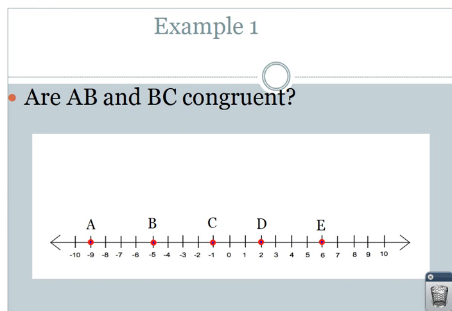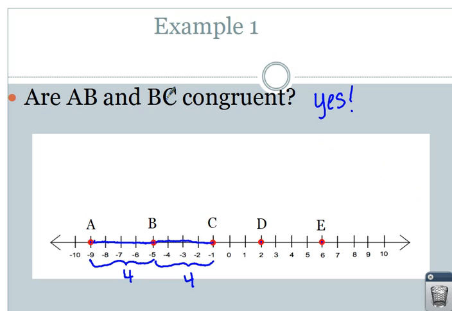All right. So let's try this. This is the ruler postulate. It wants to know, is AB and BC congruent? So here's AB right here. And here's BC. It wants to know if they're congruent. So if you look, AB goes from -9 to -5. That's 4. BC goes from -5 to -1. That is also 4. So yes, they are congruent.